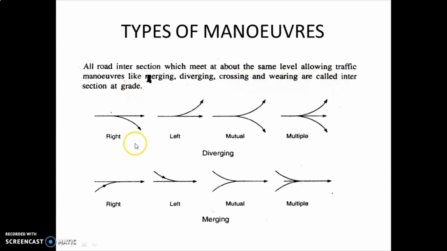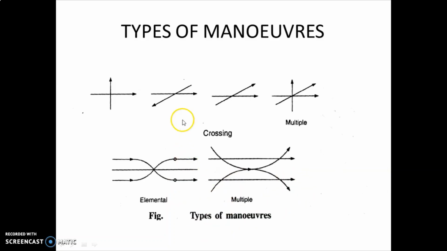You can see right here, then left, then mutual, then multiple. These are the diverging examples. Then merging, you can see this line merging here, this merging here. Okay, mutual, multiple. This is an example of merging. You can say crossing, this crossing this way, this crossing this way. And this is the example of weaving. You can see, and this is the example of multiple. So these all are the types of maneuvers.